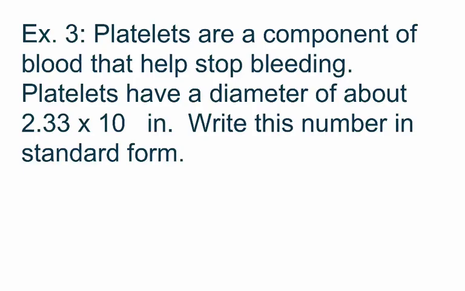For our third example, we have platelets are a component of blood that helps stop bleeding. Platelets have a diameter of about 2.33 times 10 to the negative 6th inches. We want to write this number in standard form. So in order to do this, we're going to start off by writing down 2.33, and we keep in mind our exponent. The exponent is the key factor here. We know that this is going to be a very small number. We know it's going to be a small number because we have a negative exponent.